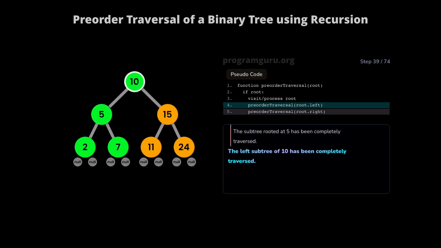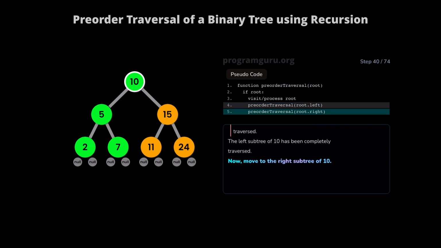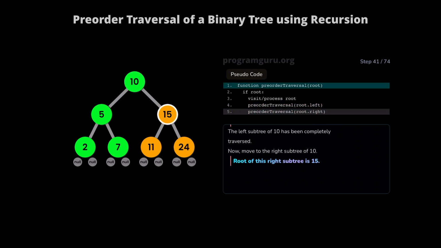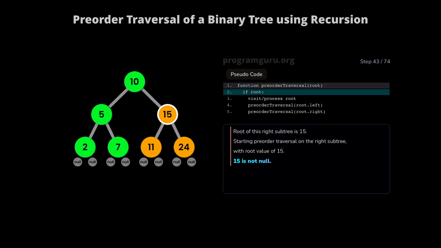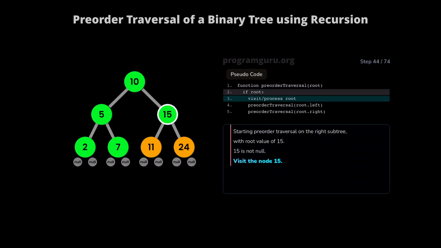The left subtree of 10 has been completely traversed. Now move to the right subtree of 10. Root of this right subtree is 15. Starting preorder traversal on the right subtree with root value of 15. 15 is not null. Visit the node 15.